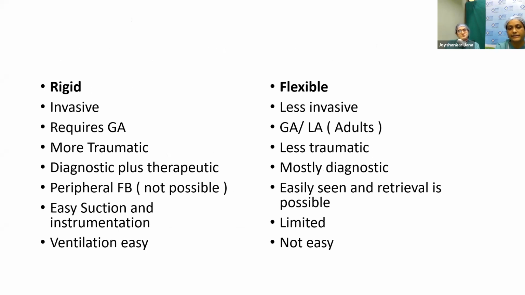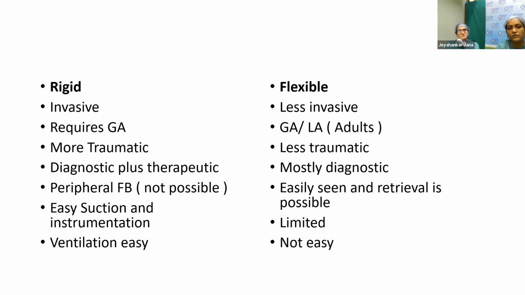In this slide, I have highlighted a few points: the differences between rigid and flexible bronchoscopy. Rigid is comparatively more invasive and flexible is a less invasive procedure. Rigid bronchoscopy always requires general anesthesia, but flexible can be done under local anesthesia, mostly in adults, with the use of lignocaine spray. Rigid is more traumatic and flexible is comparatively less traumatic. Rigid can be used for diagnostic plus therapeutic purposes. Flexible is mostly diagnostic. It can be used for therapeutic purposes also if very specific instruments are available.